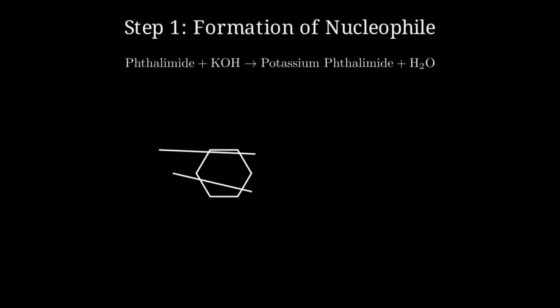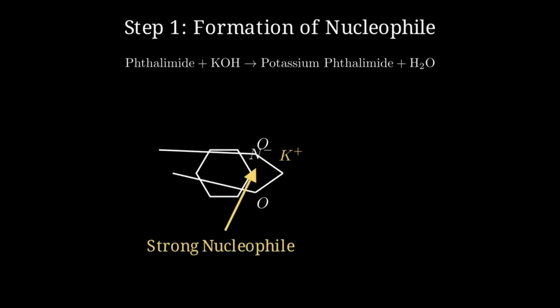The synthesis begins by reacting phthalimide with potassium hydroxide. This acid-base reaction removes the proton from the nitrogen, creating potassium phthalimide. This salt contains a powerful nucleophilic nitrogen atom, now primed to attack an alkyl halide in the next step.